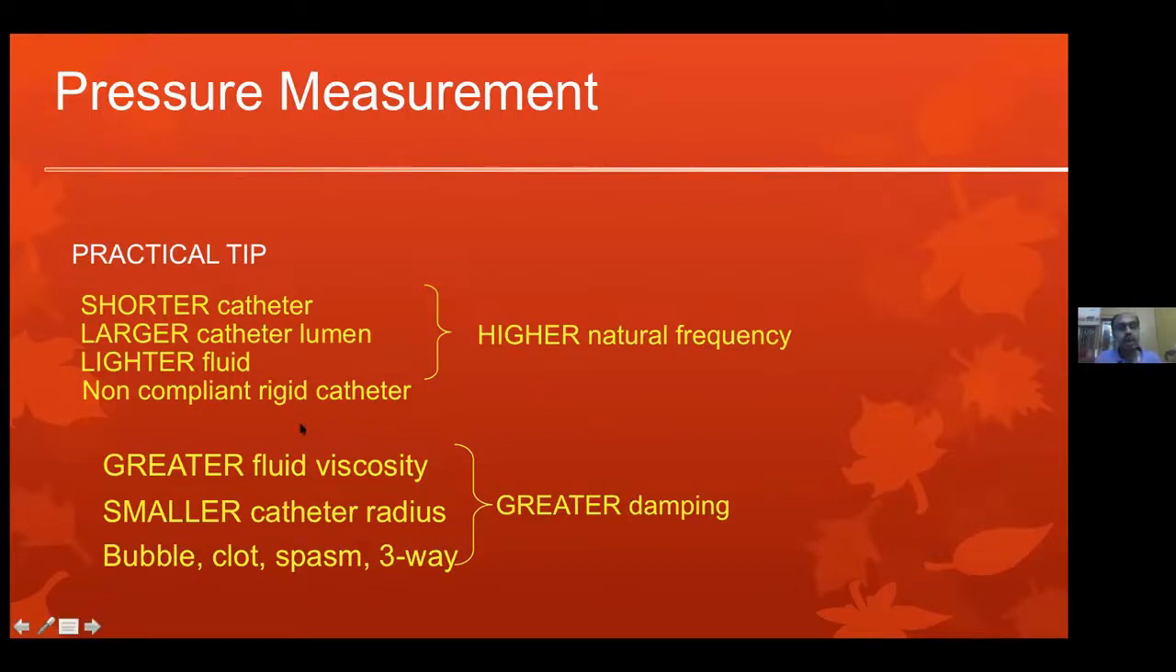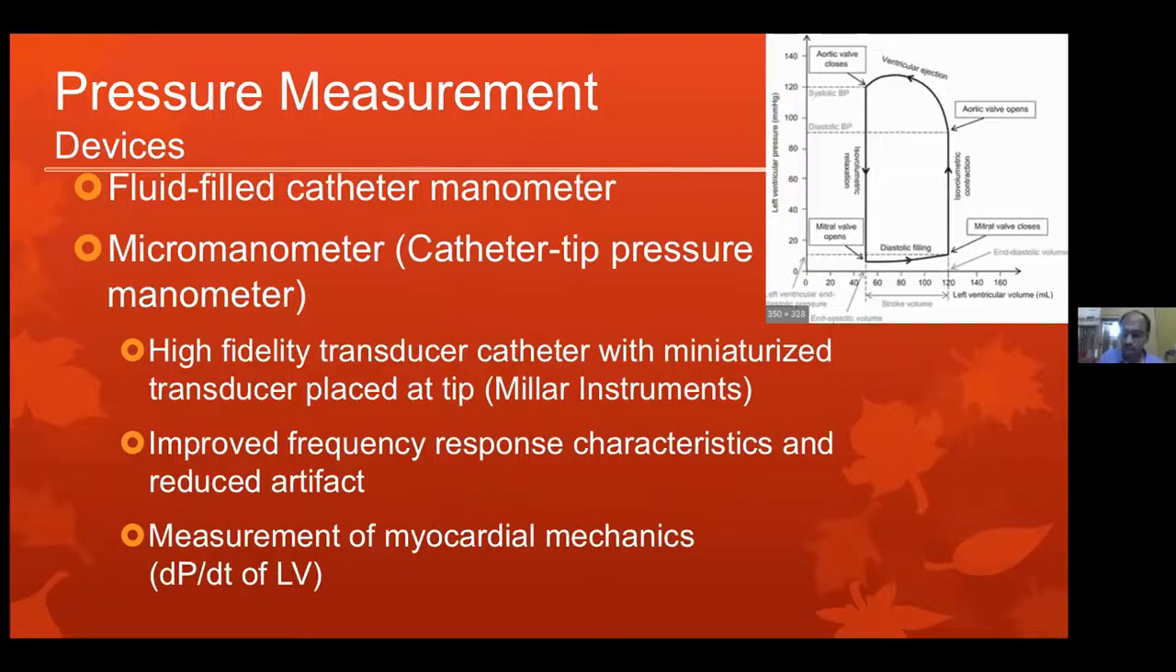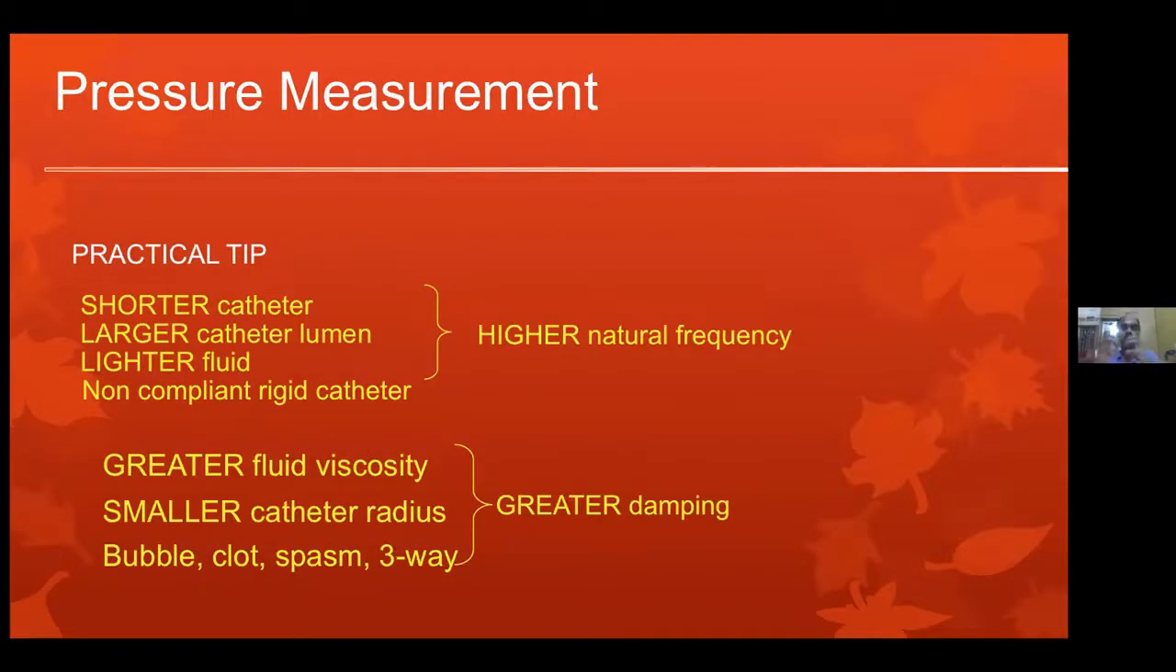Now, one small word I want to say. Here, I have put lighter liquid. That means less dense liquid. And here, there is a word called viscosity. The difference between density and viscosity: density is mass per unit volume, how much mass of molecules per volume. Viscosity is not the same. Viscosity is intermolecular friction. How much friction is there between two molecules when they rub against each other?